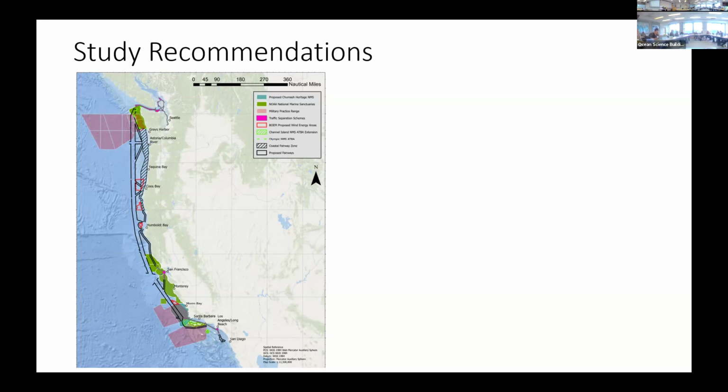We recommended establishing ingress and egress fairways for the Columbia River, Coos Bay, San Francisco, LA/LB, and down to San Diego, I believe. And we did not touch, for the most part, any existing traffic separation scheme.